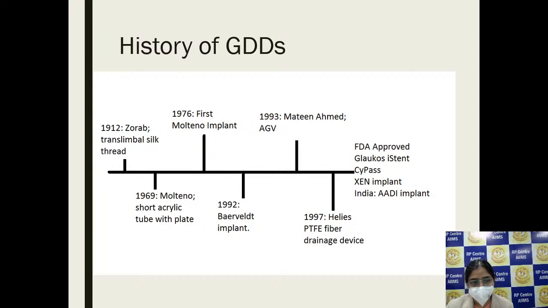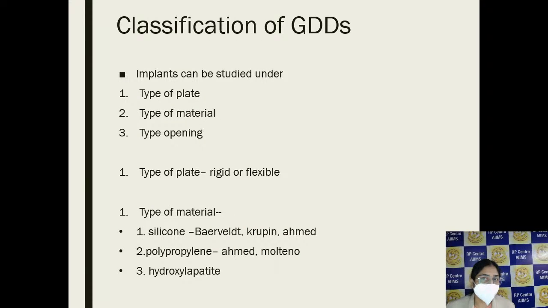The first thing which was done in a very painful eye was that after puncturing the limbus, they put a horse hair in that place so that the wound apposition will not take place and the IOP will remain low. Then Zorab, in 1912, used translimbal silk threads, following which there were the Molteno implants, then the Baerveldt, and then the most famous of them, the Ahmed glaucoma valves. They came in 1993.